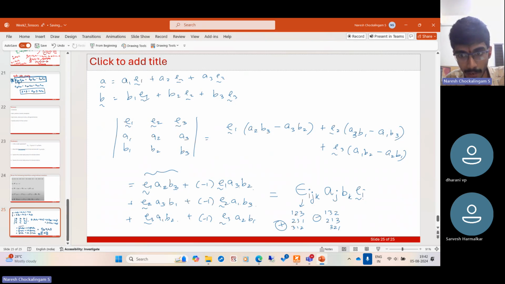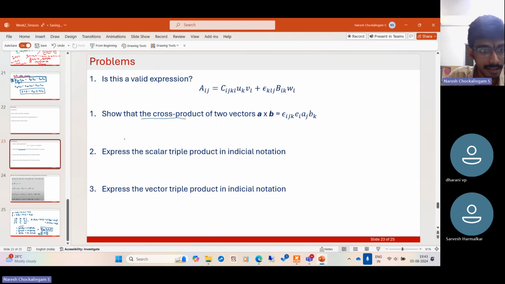E1, A2, B3, which is this term. E2, A3, B1, which is this term. And E3, A1, B2. And with a minus sign, it is E1, A3, B2, E2, A1, B3, and E3, A2, B1. Therefore, a cross product can be concisely represented in terms of the Levi-Civita symbol as epsilon ijk aj bk ei. So this question is done.